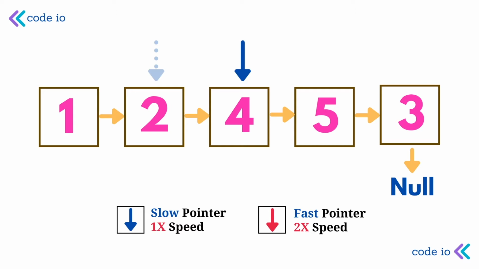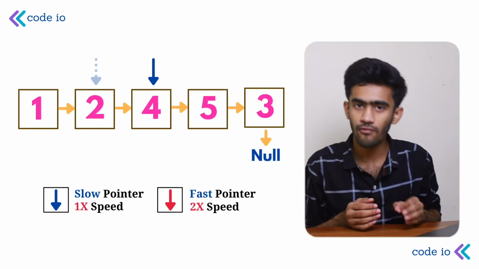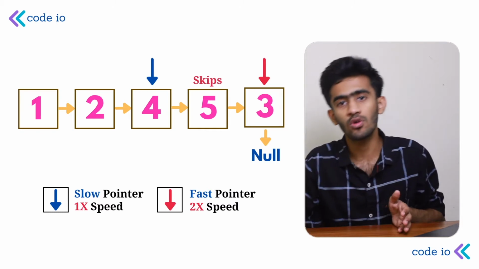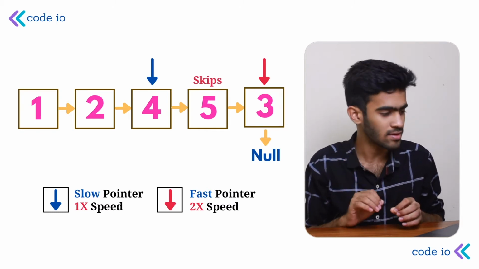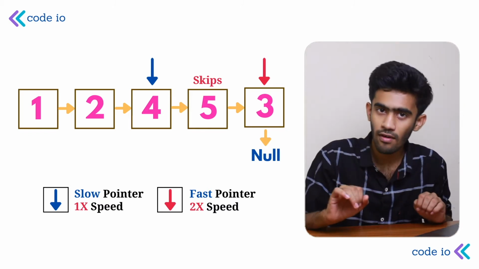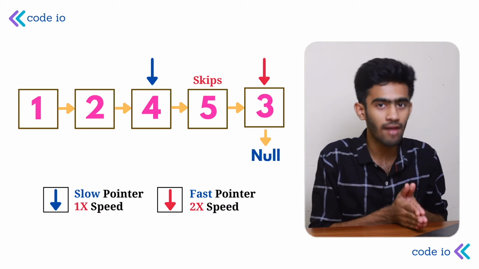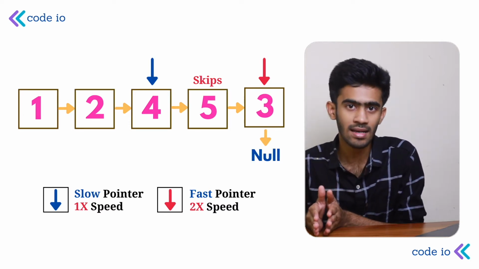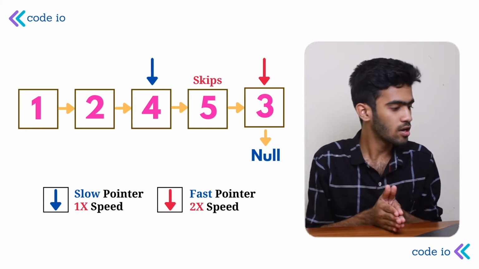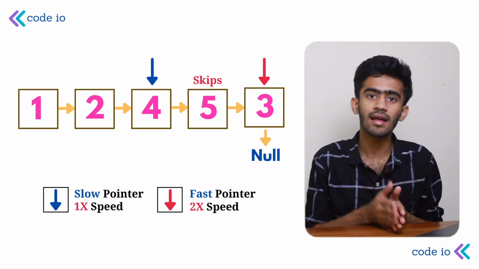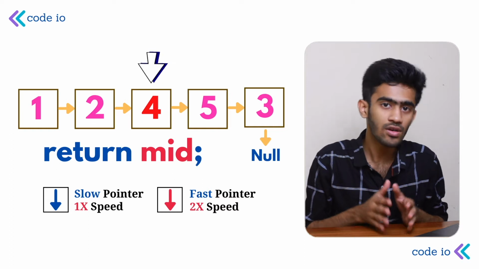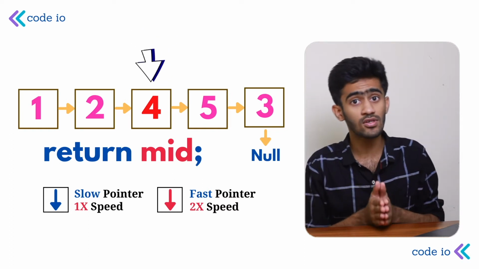Now the slow pointer would move to the next element, which is 4 in this case, while the fast pointer would skip 5 and jump to 3, which is the last element of this linked list. Now the fast pointer is at the end of this linked list. As we saw from the analogy, when the fast pointer or the fast car is at the end of the track or linked list, the slow pointer would be at the middle element of the linked list. So the blue pointer, as we can see here, is at the middle element of the linked list, which is in this case 4. So all we have to do now is return the value that is stored in that position.